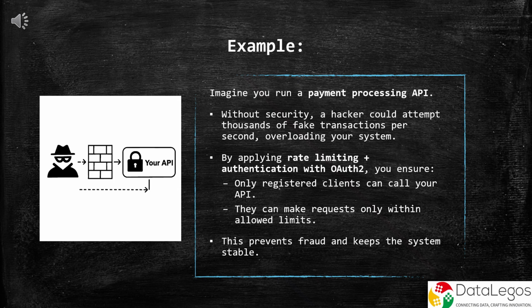Imagine running a payment processing API. Without security, a hacker could attempt thousands of fake transactions per second, overloading your system. By using rate limiting and authentication with OAuth 2, you ensure that only registered clients can call your API and only within the allowed limits. This prevents fraud and keeps your system stable.